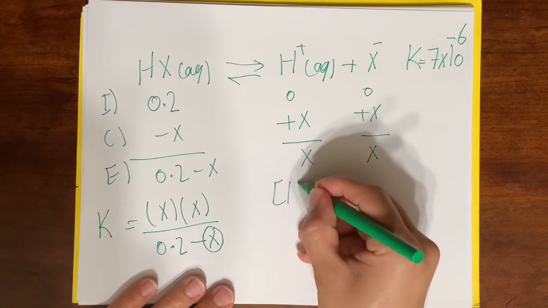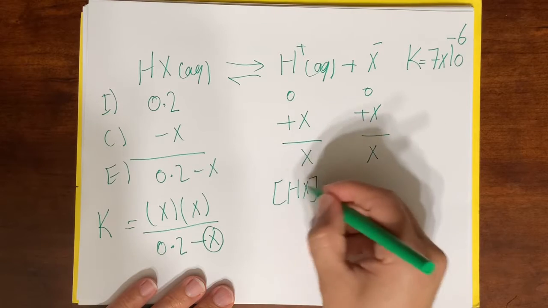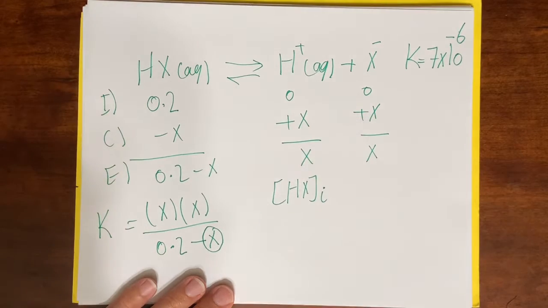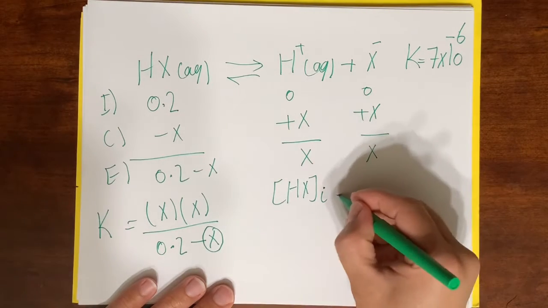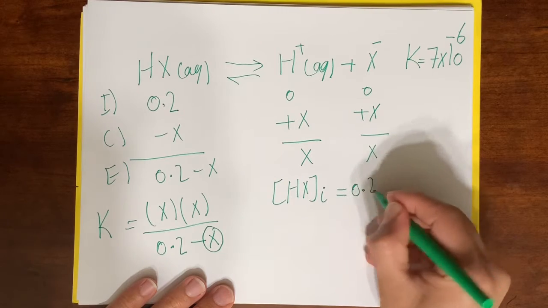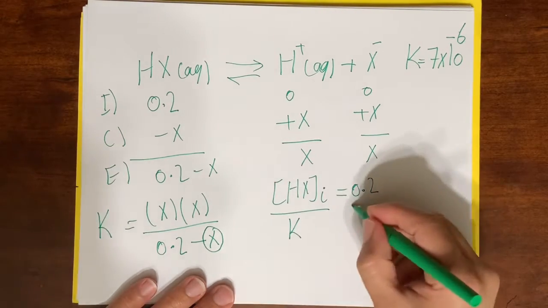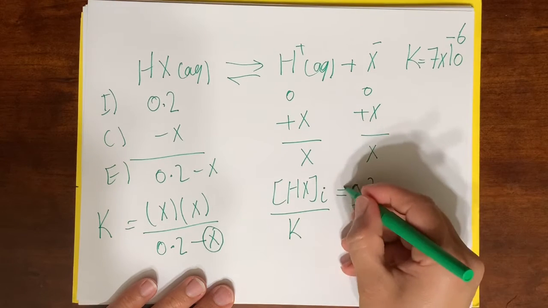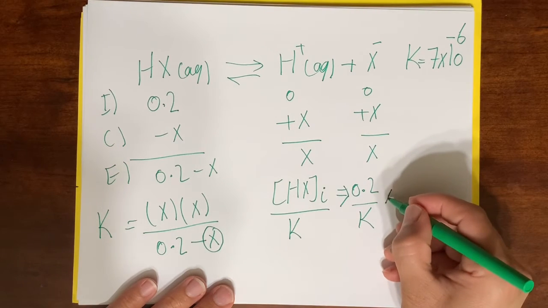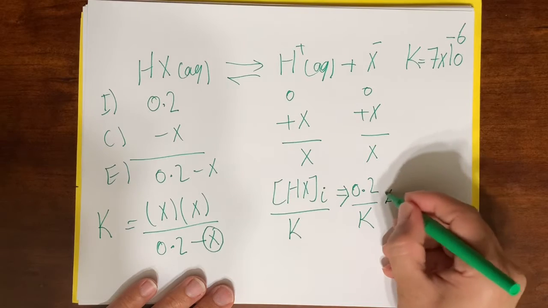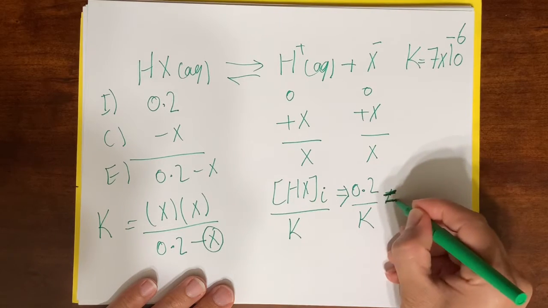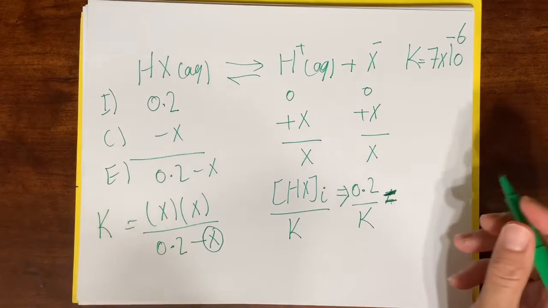Take the initial concentration of HX, which is equal to 0.2, and divide it by K. I will divide this by K and get the answer for it.